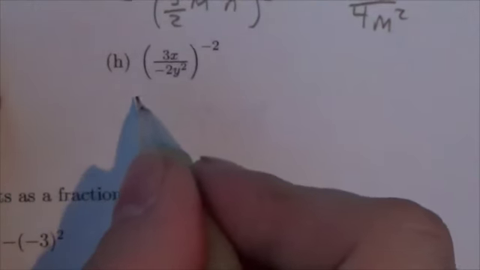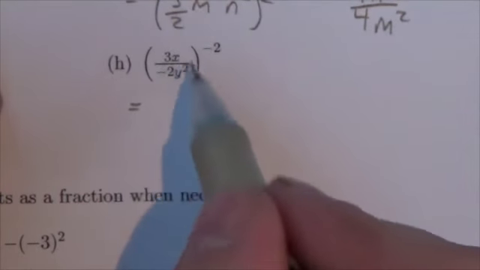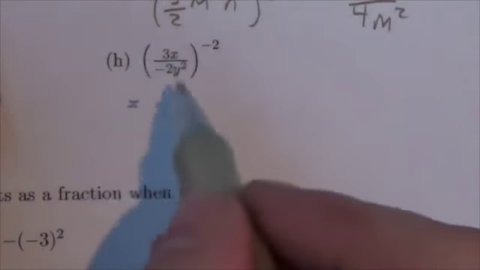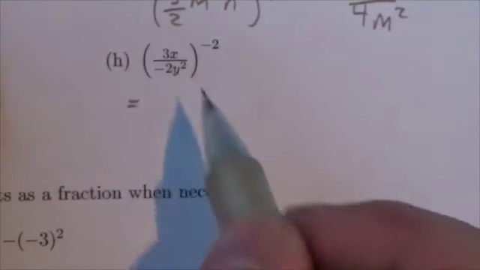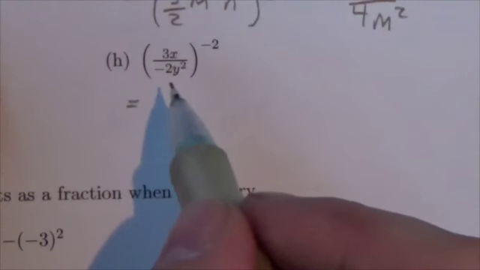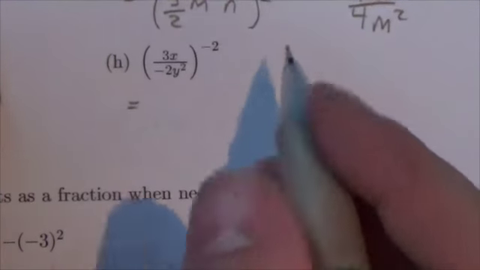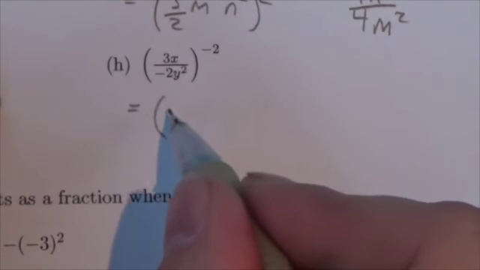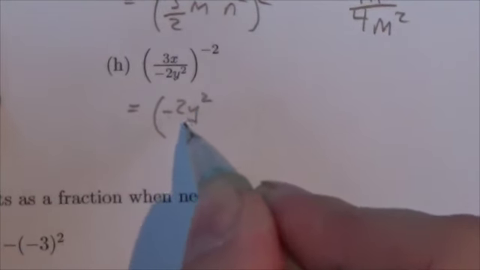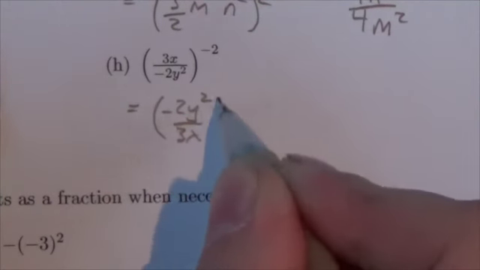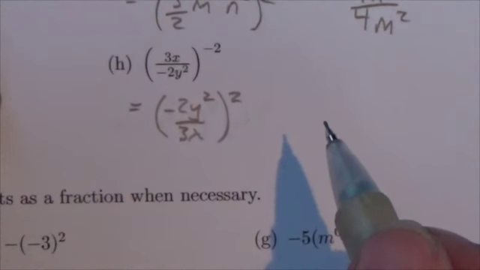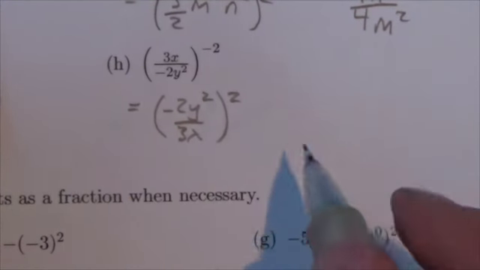And finally, this last one here, there is nothing to simplify inside the brackets here. So 3x over negative 2y squared. So really what I got to do is just apply the exponent here. Now let's apply the negative first. The negative is going to cause a reciprocal, so 2y squared over 3x. Okay, remember that negative and that negative, they're doing different things. Okay, so they're not going to affect each other here.